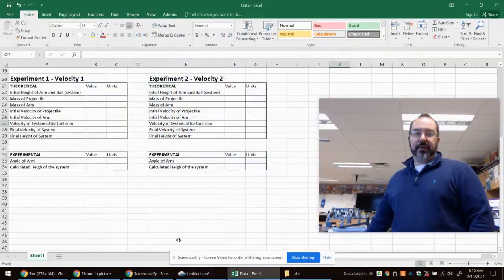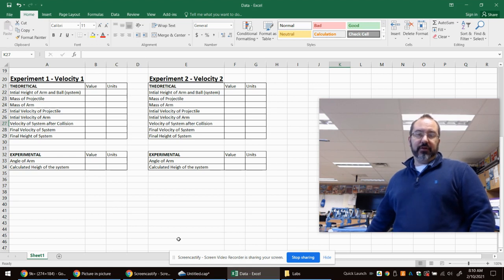Today we're going to do a ballistic pendulum lab. A ballistic pendulum lab focuses on conservation of energy and conservation of momentum. We'll study both of these topics in this lab. We're going to do two distinct experiments related to two different velocities.